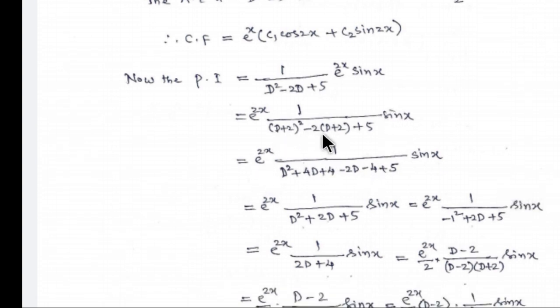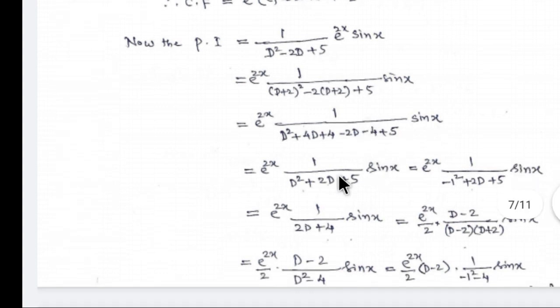First you simplify this denominator by expanding and removing all the brackets. It equals e raised to 2x into 1 divided by D squared plus 4D plus 4 minus 2D minus 4 plus 5. Simplifying this, you finally get e raised to 2x into 1 by D squared plus 2D plus 5 operating on sin x. e raised to 2x you write as it is.